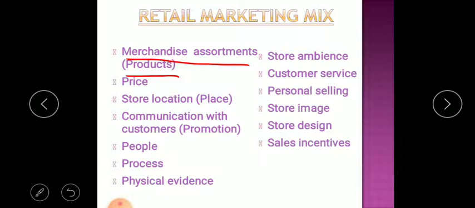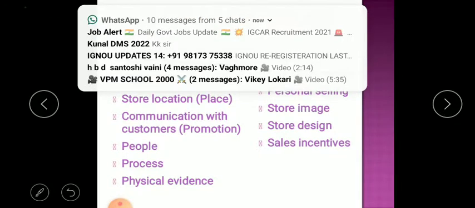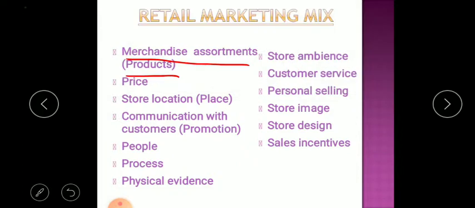Assortment means the wide variety of merchandise that the owner of the retail outlet has kept in his shop, so that customers can come and select among them. So it refers mainly to the variety of products.